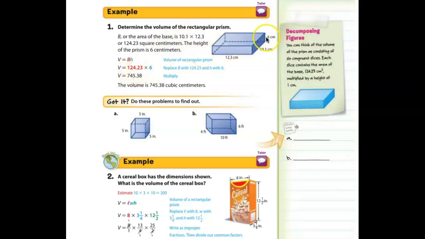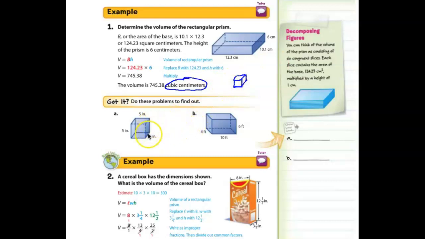Then we're going to multiply that by 6, which is the height, so the number of layers. We're going to have 6 layers of this 124 and 23 hundredths, and then that's going to be 745 and 38 hundredths cubic centimeters. So instead of just square centimeters, again, I'm going to try my best to make a cube here. It's going to be cubic units, cubic centimeters.